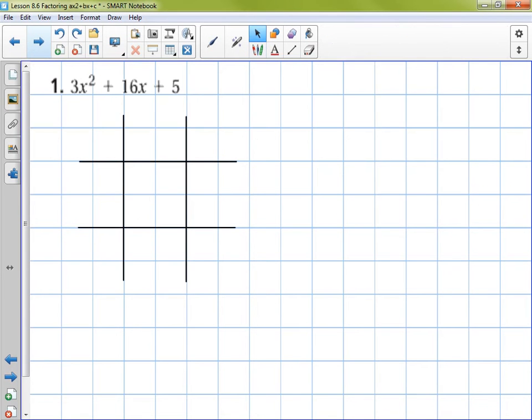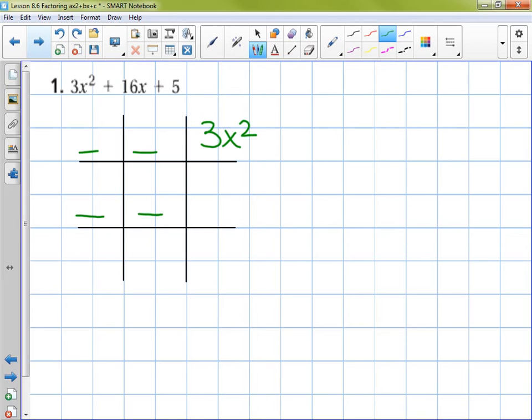The first example is 3x squared plus 16x plus 5. You're going to set up your tic-tac-toe board or your table. The procedure is exactly the same. You're going to want the first 2 boxes to give you 3x squared. You want the middle row to equal the last term, which is 5. And then once you cross multiply, you want the bottom one to be 16x. You want them to add together to give you 16x.